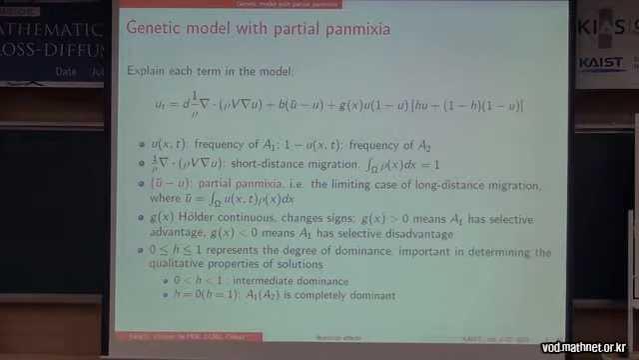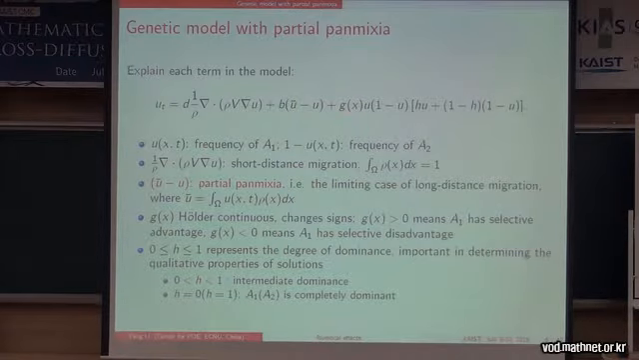So let's take a look at each term in this model first. U of x, t here represents the frequency of the allele A1. Then 1 minus u represents the frequency of allele A2. The first term on the right-hand side is an approximation for short distance migration. Rho of x here represents the population density, I should say normalized population density. The second term on the right-hand side, which is called partial panmixia, represents the limiting case of long-distance migration. Here's the definition for U bar.